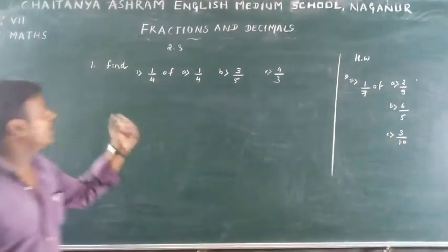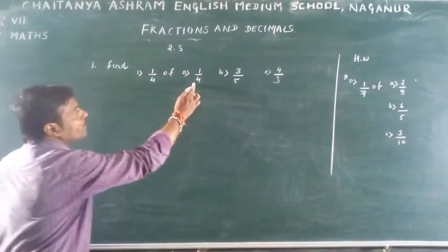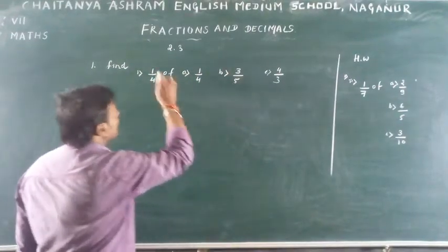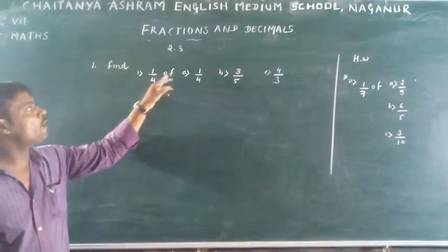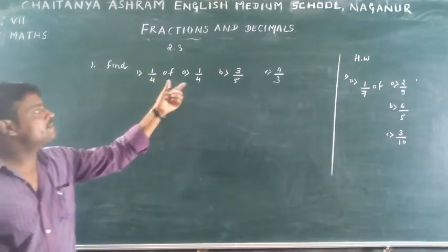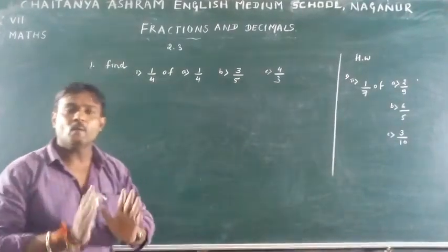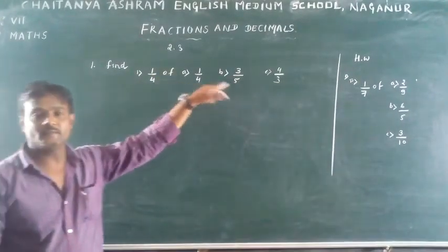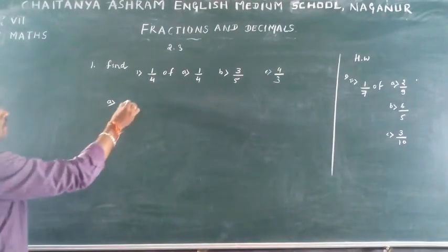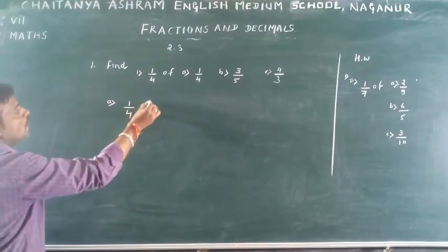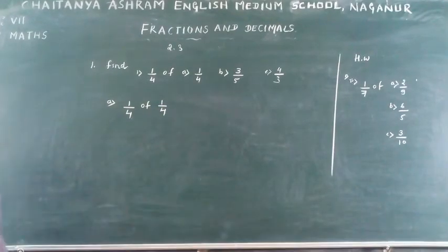See, the given question is we have to find 1 by 4 of 1 by 4, 1 by 4 of 3 by 5, 1 by 4 of 4 by 3. This is related to A, B, C. For each we have to find 1 by 4 of each. Okay, so see the first one. You should write 1 by 4 of what is that? A 1 by 4. Yes.